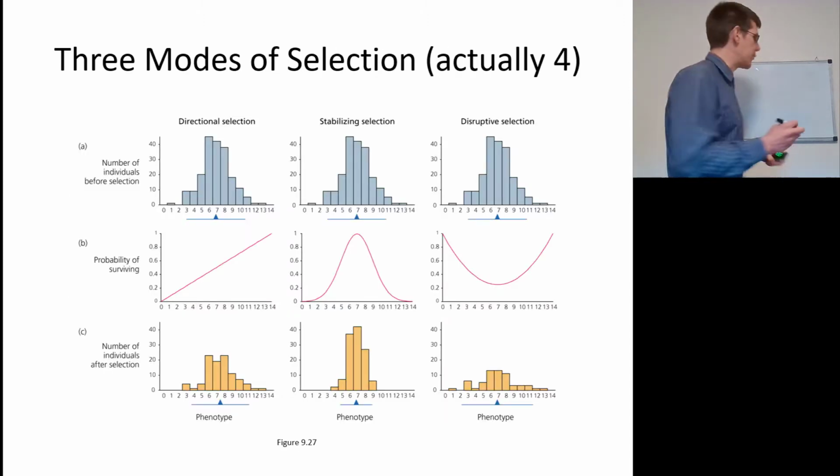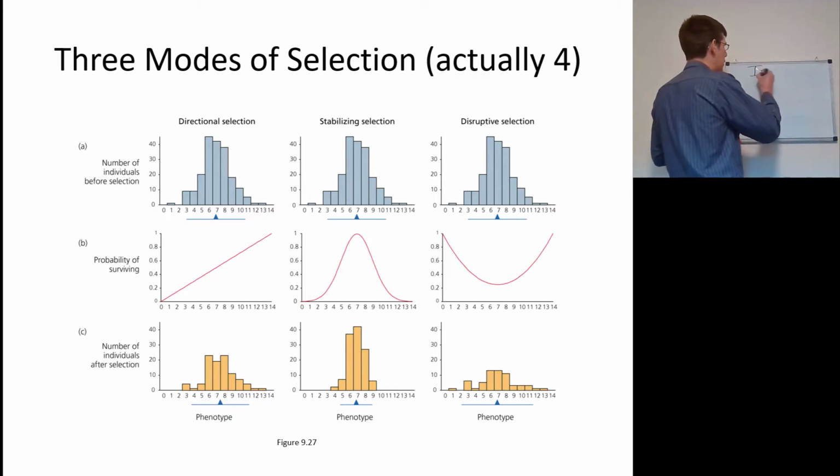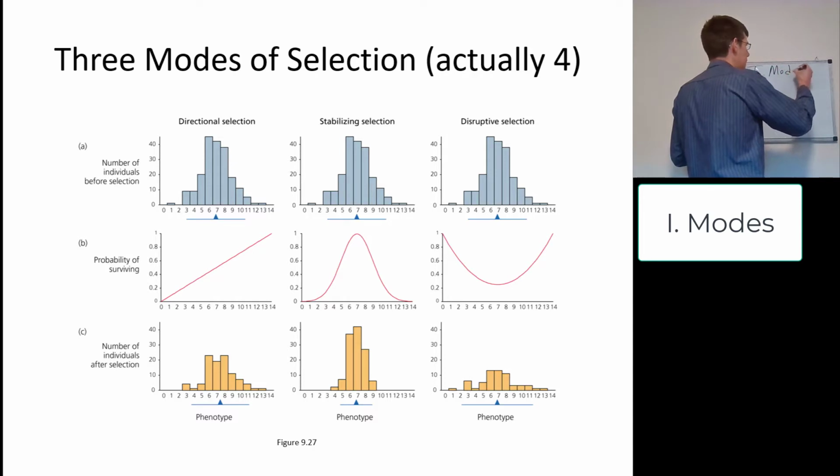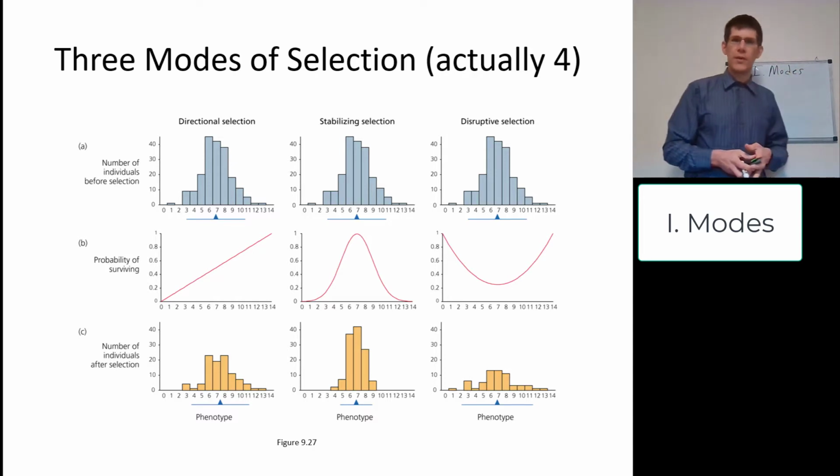So let's look at these modes of selection. There are actually four, but most books will cover just three. And that's because the fourth is a little more complex.